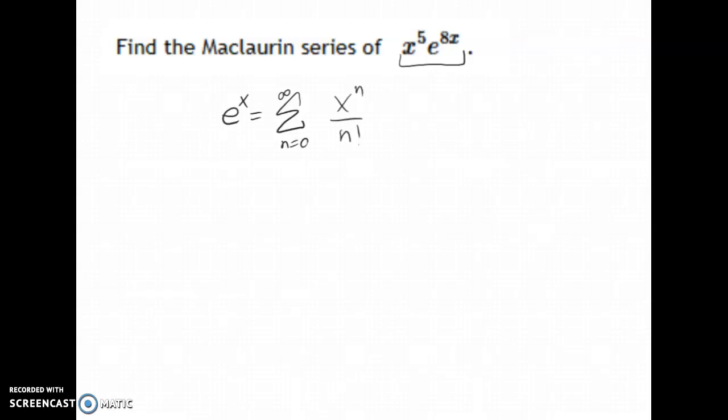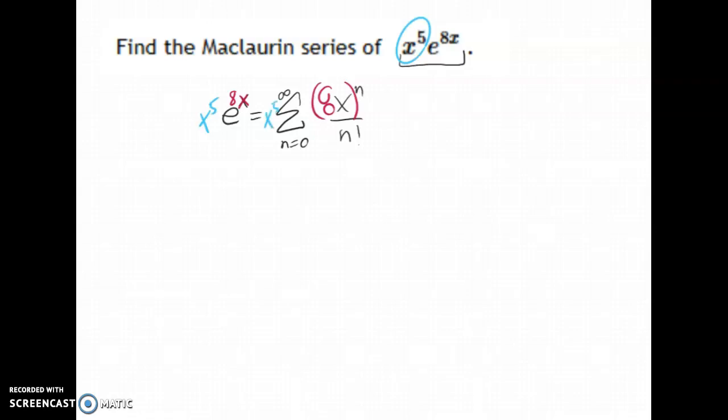e to the 8x. So then what I'm going to do is replace the x here with 8x. So that means I'll replace the x here with 8x. And it'll be 8x to the n power. And now I still have this x to the 5th. So now we're still missing this x to the 5th. So I'm going to put an x to the 5th here. And I'll also put an x to the 5th here.